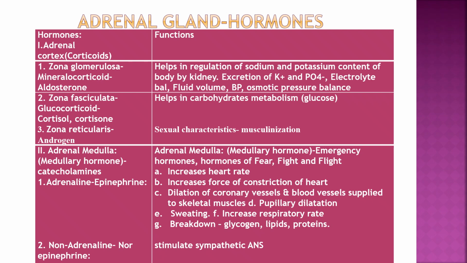Then zona fasciculata secretes glucocorticoids, that is cortisol or cortisone, and it helps in carbohydrate metabolism, that is glucose metabolism, and inhibits cellular uptake and utilization of amino acids. It has an anti-inflammatory reaction, suppresses immune response and stimulates RBC production. The third layer is zona reticularis, which secretes androgens, mainly for the sexual characteristics, that is masculinization. Then the adrenal medulla secretes the medullary hormones, that is catecholamines, so adrenaline, also called epinephrine.